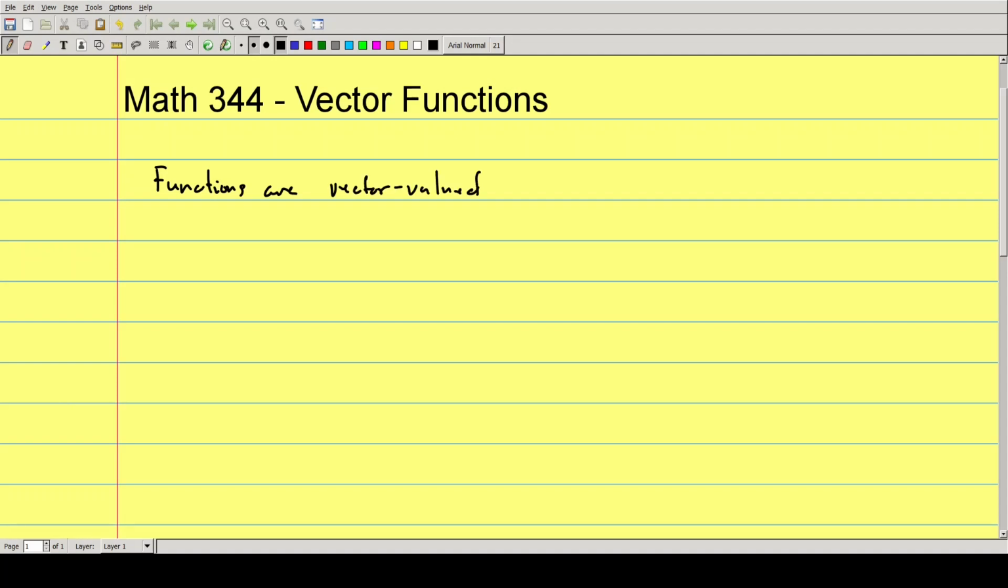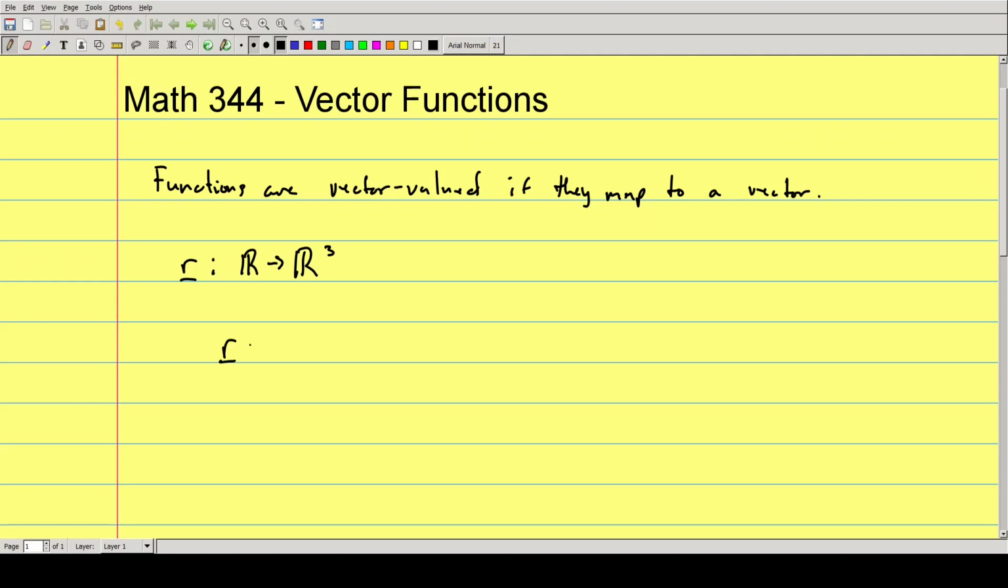We have a function, and we call it vector valued if it maps to more than one variable, or if they map to a vector. So an example of some vector valued function would be, say, your book tends to use the letter R here. If we had a function that mapped from one variable to 3 variables.